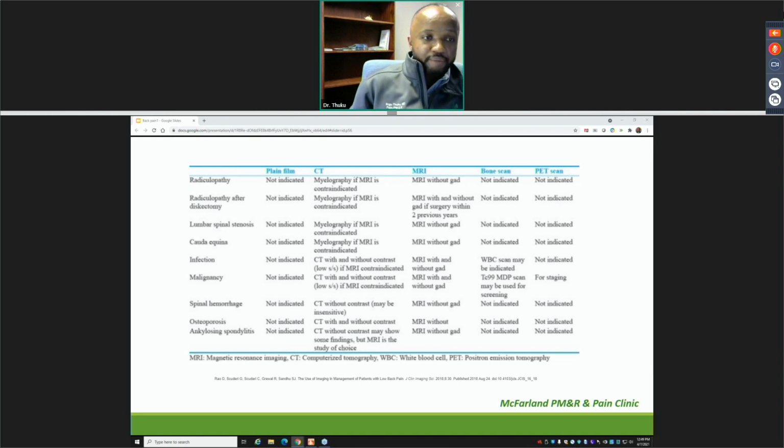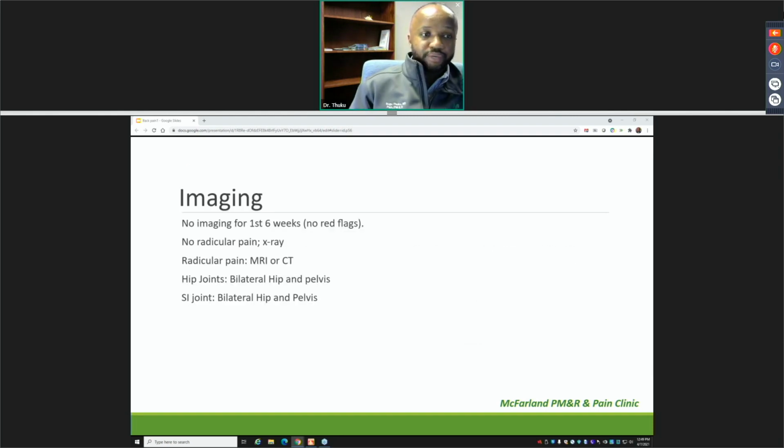This is a busy slide, but it just displays some recommendations from the Neurological Society of what kind of imaging to obtain for different patient symptoms. And I think the main ones are with radiculopathy, where you need an MRI. But if patients don't have radicular pain, usually you would not recommend an MRI. So this is kind of a quick summary of the imaging.